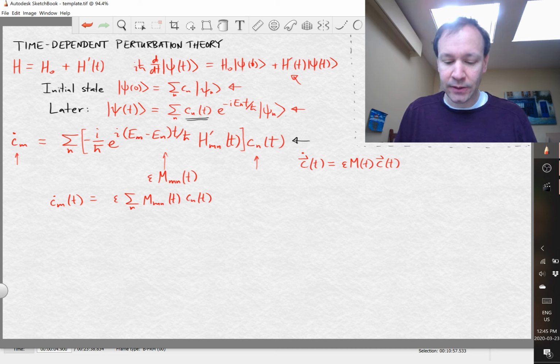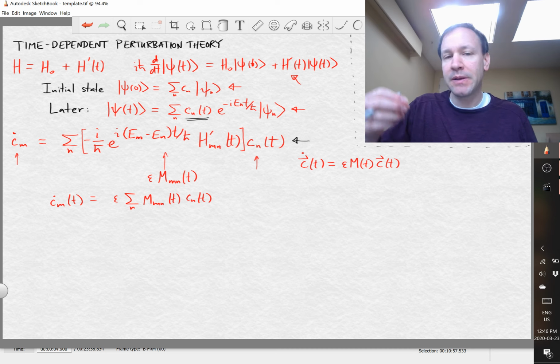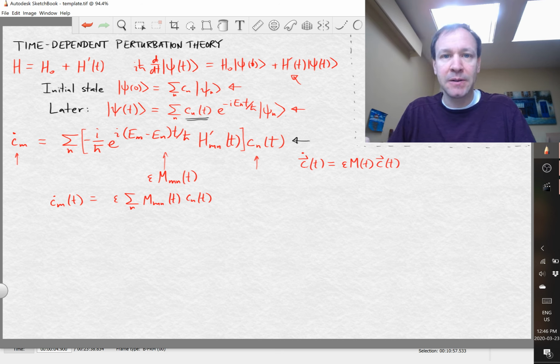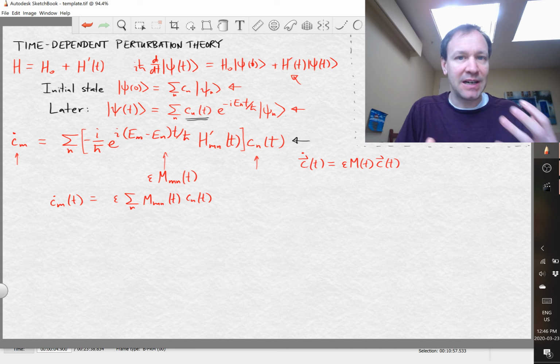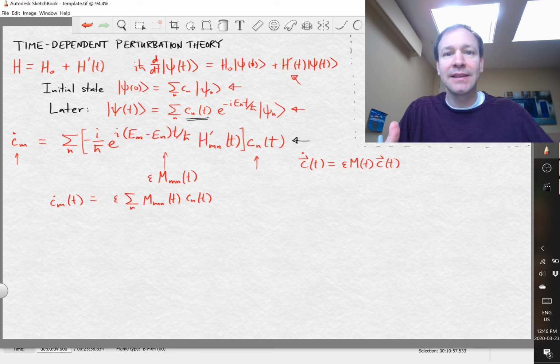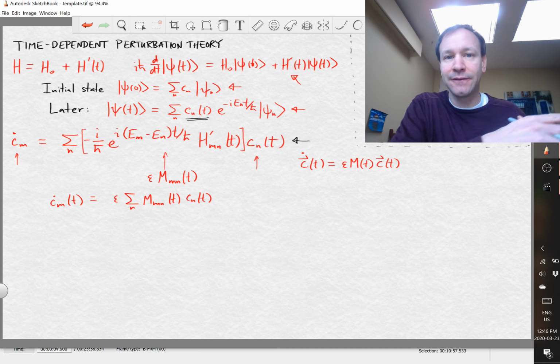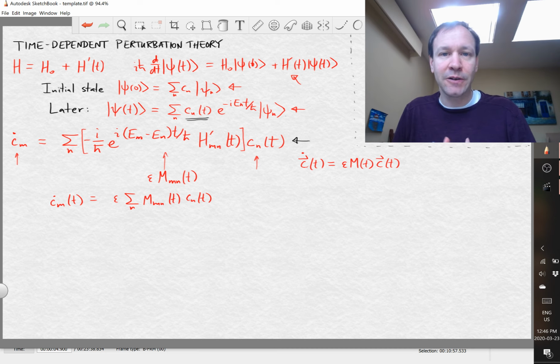All right, so I've written this small parameter epsilon explicitly. That would be maybe something that would be part of the definition of H prime. So we're assuming that H prime is small. And so I'm imagining that actually there's this parameter epsilon that could be maybe the strength of the electromagnetic field if it's some traveling electromagnetic wave perturbing our atomic system.